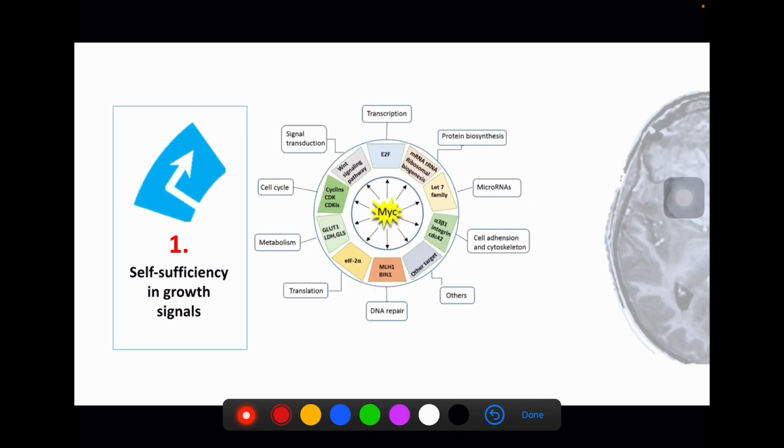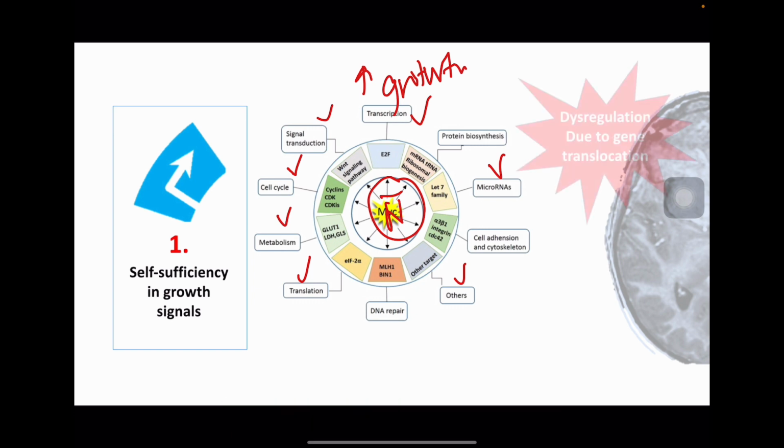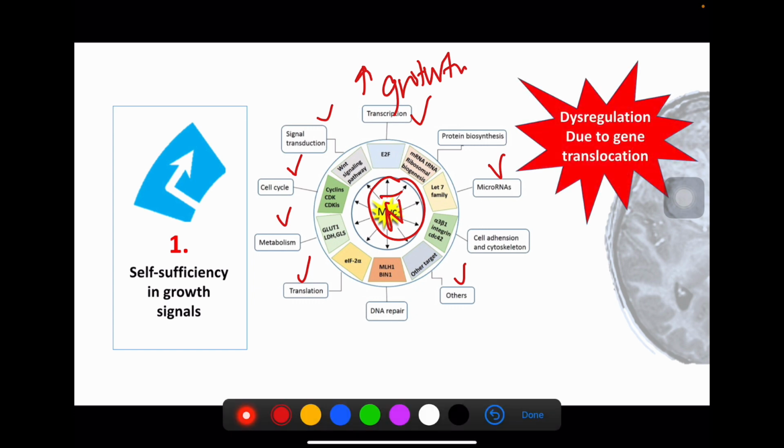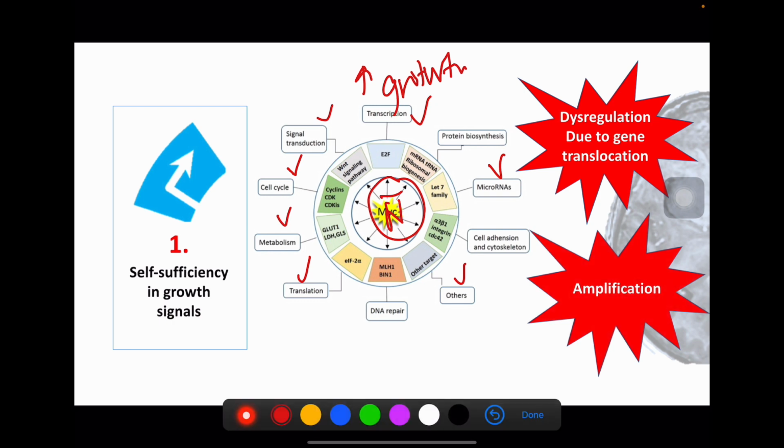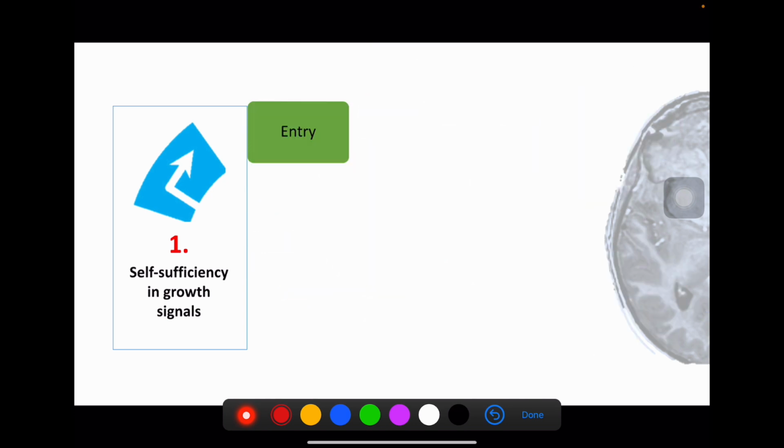As shown here, this is all the things that normally MYC gene will do. Okay, everything that related to increase growth. Okay, but when there's actually dysregulation, okay, as well as amplification, this thing becomes abnormal. Okay, so it will become more signal transduction, more cell cycle, more metabolism, more translation. Okay, and it will cause more growth. Okay, and the last one on the self-sufficiency of signal growth is on the entry.